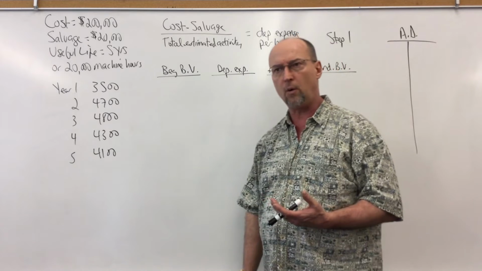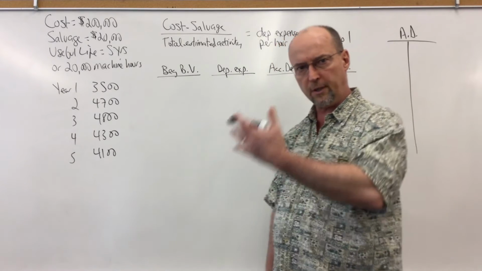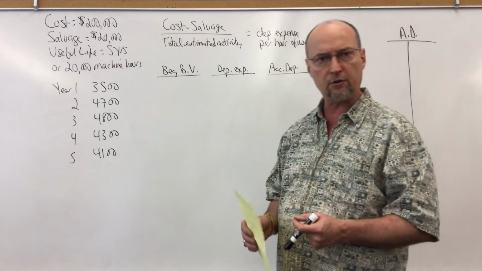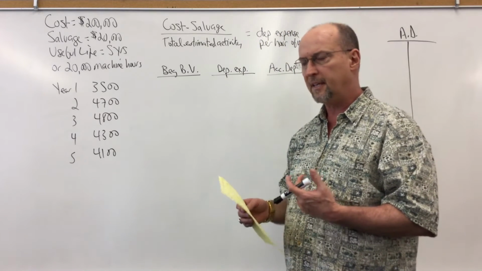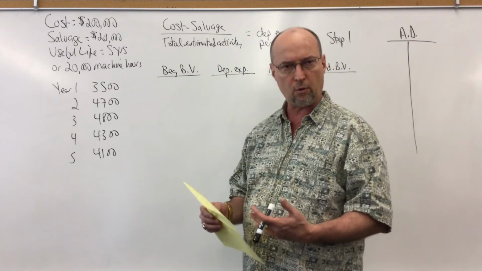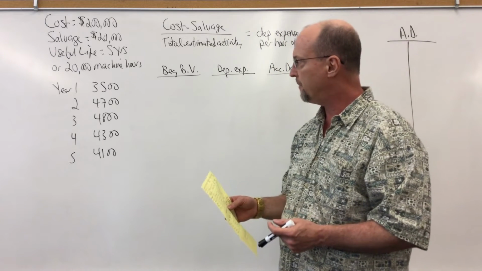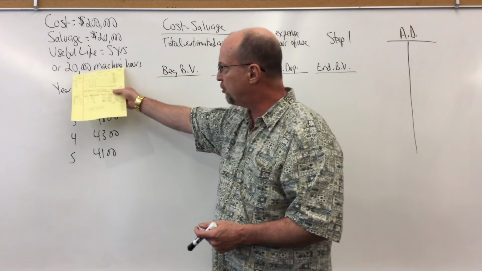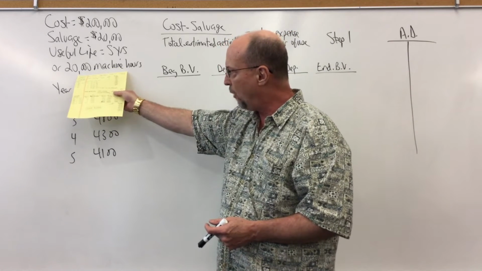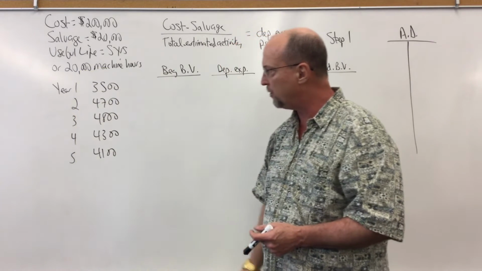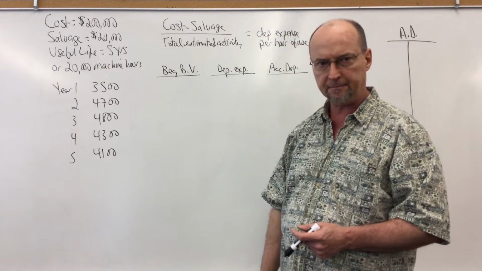Some pieces of equipment have an internal clock, so we use machine hours to track usage. If this were a vehicle, we could use miles driven. For certain machinery that produces inventory, we could even use units produced. But in this example, we're going to use machine hours. Now, I have to provide you both the total estimated hours over the life of the asset, and the number of hours used each year.